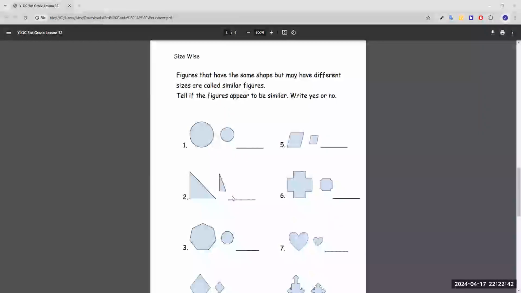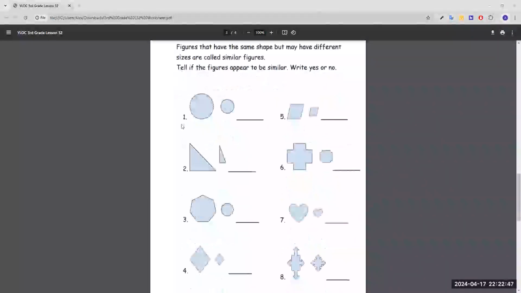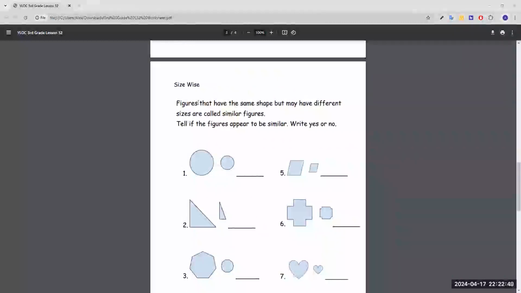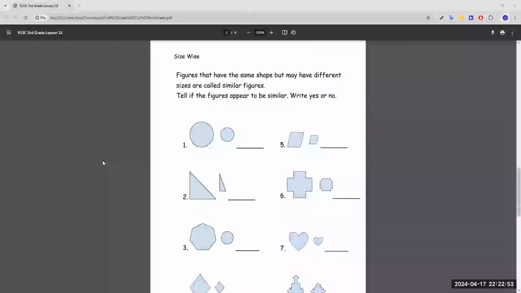Now moving on to telling if the figures appear to be similar, yes or no. Figures that have the same shape but may have different sizes are called similar figures. Okay, so number one, we can see here that this is a circle and this is also a circle. And that means the figures are the same shape, but just different sizes. So that's literally the definition of similar figures. So number one would be yes.